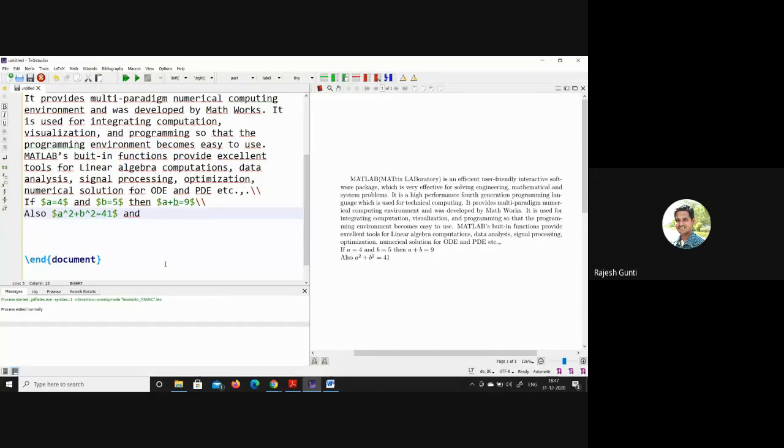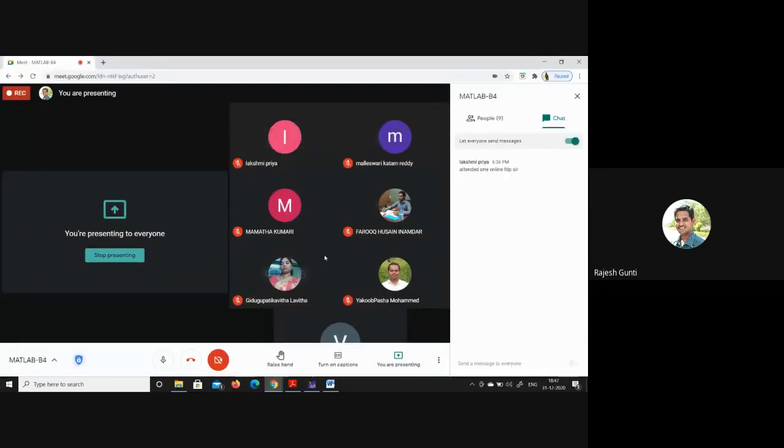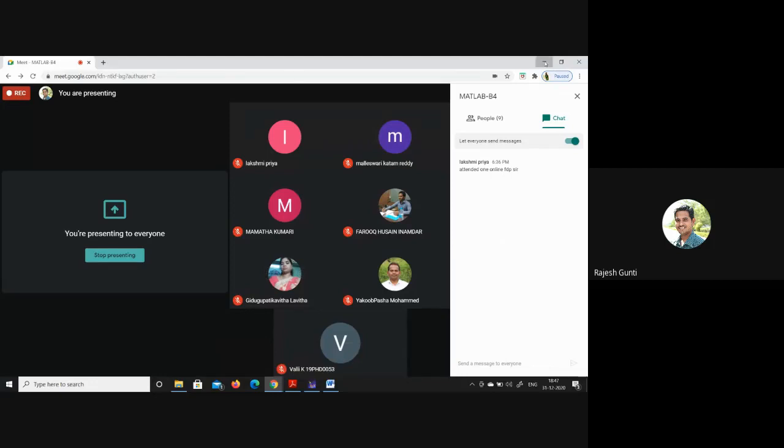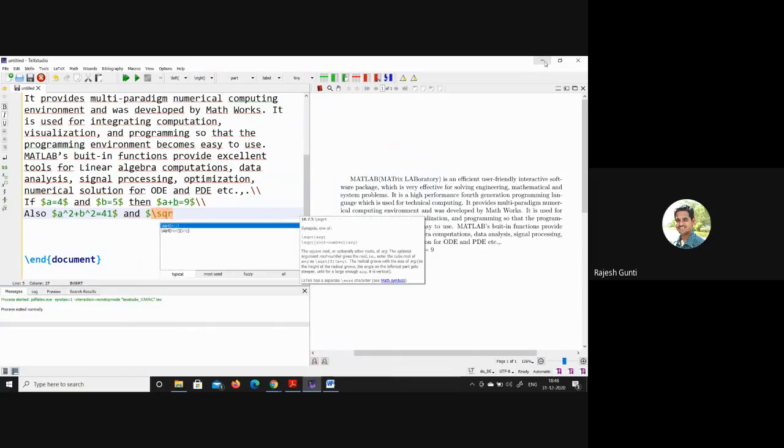Square root of a square plus b square is equal to square root of 41. How to get it? I want to get a square root, which is a mathematical symbol. We have to give a dollar symbol, then a command sqrt. Already it came, sqrt.